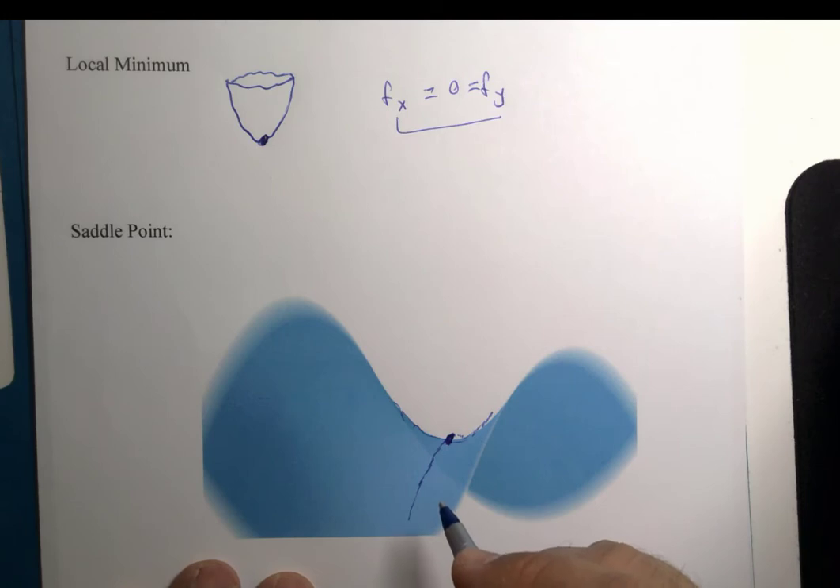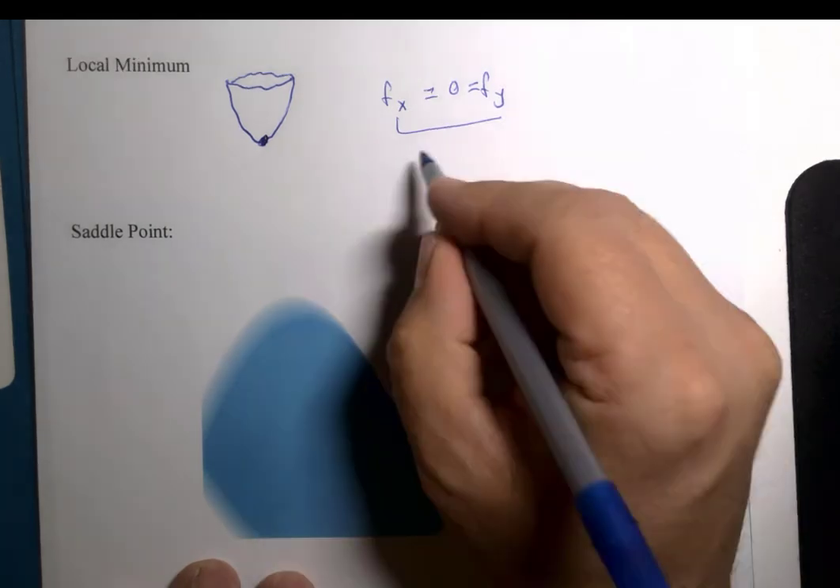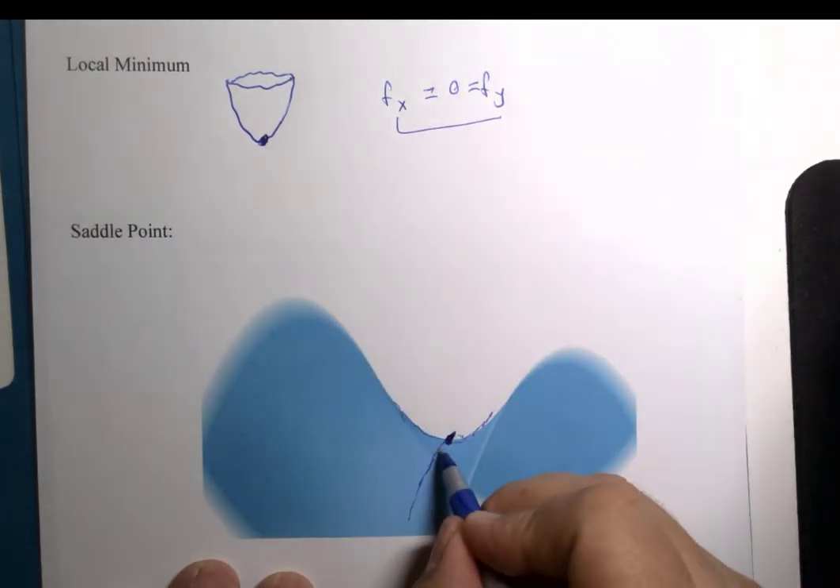Again, we won't get philosophical right now. We're just going to measure. That's kind of an unusual thing. This is another place where both the x and y partial derivatives are 0 simultaneously.